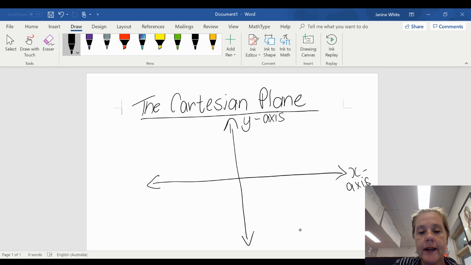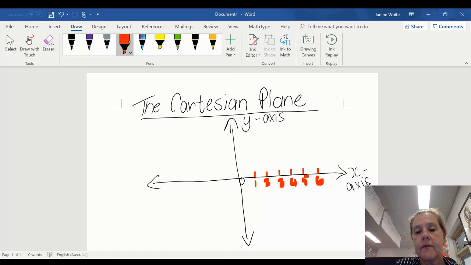As we know, on a number line, we have 0 as the midpoint of a number line. And normally, we have got the positive integers to the right and negative integers to the left.